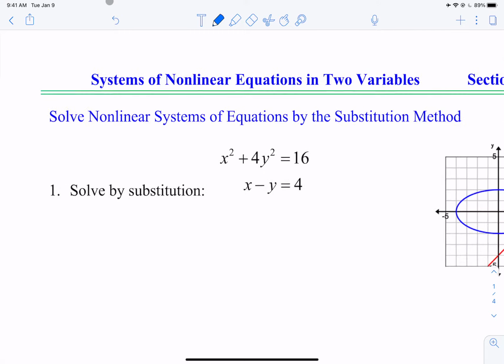So that's wonderful. And you know, Desmos is a great, very easy to use graphing calculator if you want to check your work on that. Okay? Any questions about example one of the nonlinear systems?